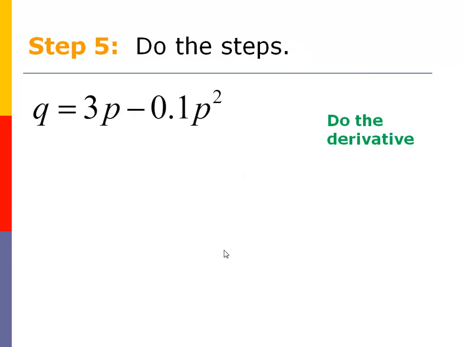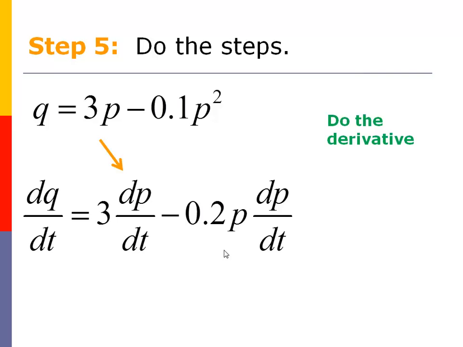Okay, so now I'm ready to do my steps, and I've got my demand function. I want to do the derivative with respect to time. So I'm looking for dq over dt, doing the derivative in terms of time. So when I do this, the derivative of 3p, just like my normal derivatives, would be 3. So that's why you're seeing the 3 there. But we also have that dp dt there, the derivative of the variable itself.